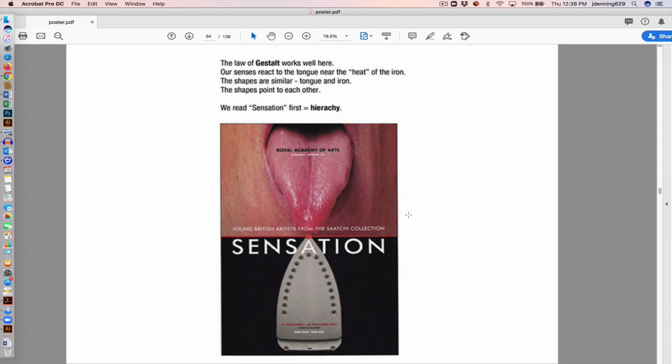The law of gestalt works really well here. Our senses react to the tongue near the heat of the iron. The shapes are similar, the tongue and the iron are the same shape, and they're pointing to each other. So there's this real sense of the relationship between the tongue and the iron, even though they're completely different and really not related at all. The way they're designed in this poster makes us feel like there's a connection.